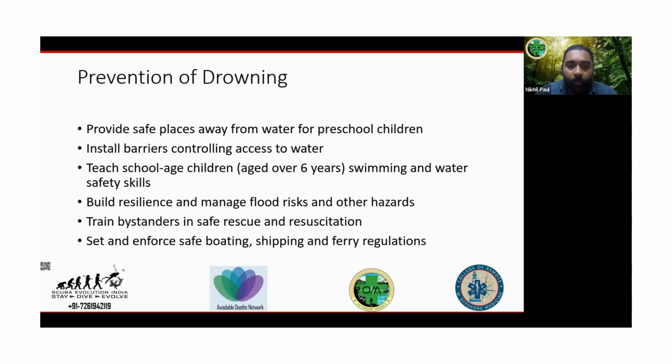Teaching school-age children swimming and water safety skills is very important. Nowadays, a lot of strategies have been put forward by WHO itself to train swimming. Building resilience and managing flood risk and other hazards, as Soma said in the beginning. There is a lot of disaster happening. I remember earlier this year we had rains which created havoc and floods. A few vehicles were pushed into deep waters and caused drowning deaths. So building resilience and managing flood risk forms an important part of prevention of further drowning.